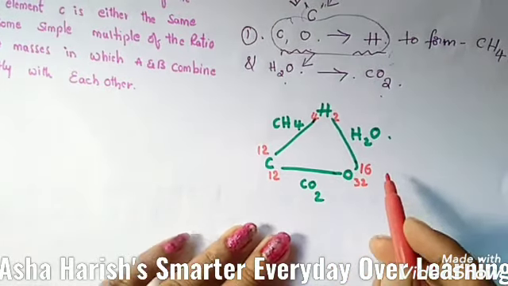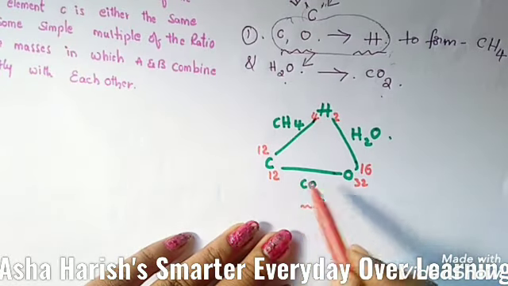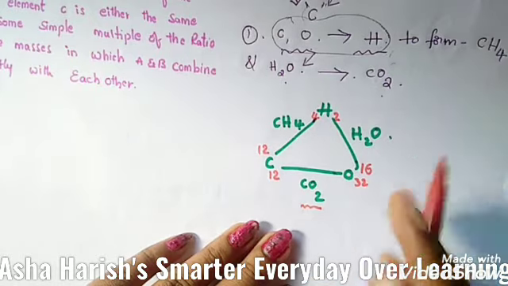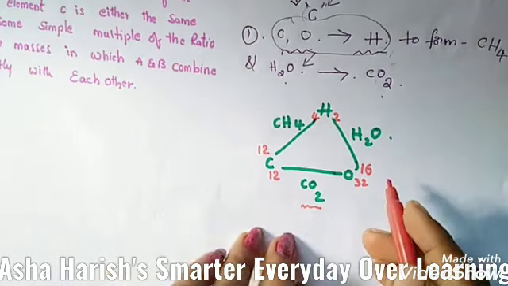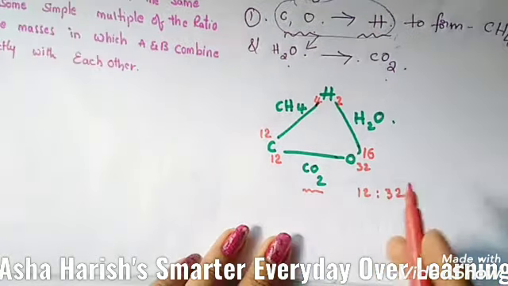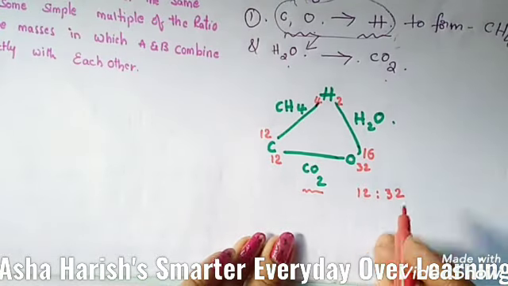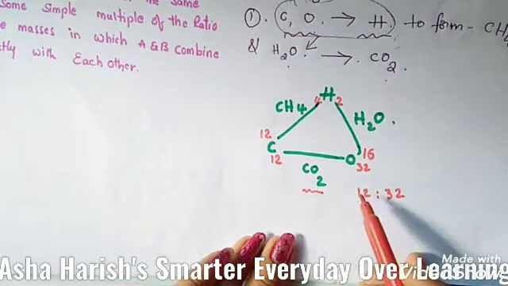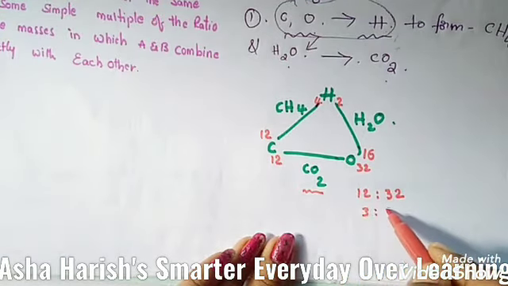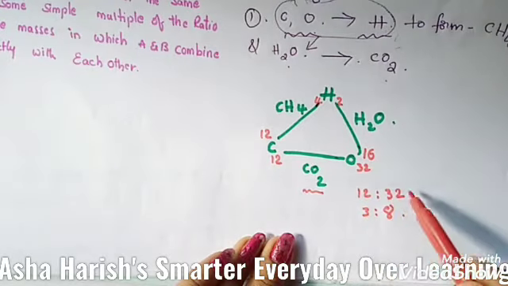Now in this CO2, 12 parts by mass of carbon combined directly with 32 parts by mass of oxygen, that is, they combine directly in the ratio 12:32. And students, these two combine directly in this particular ratio, or you can say 3:8, which is the same as the first ratio.